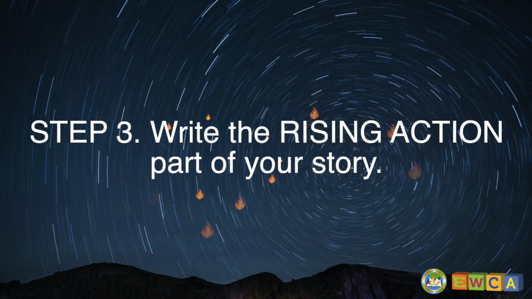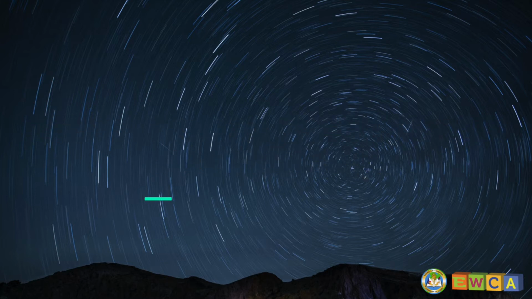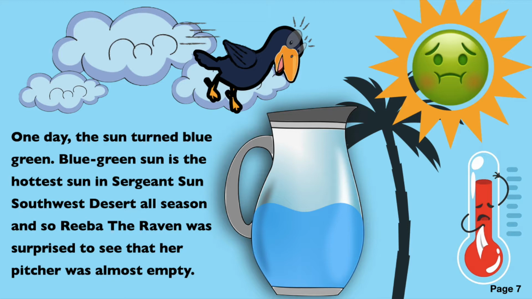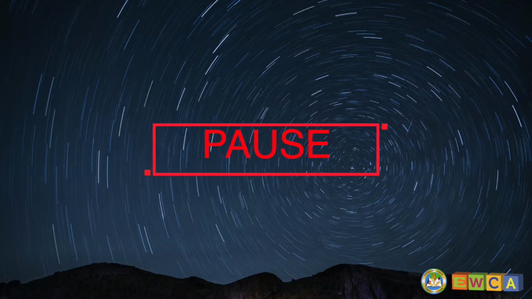Step 3. For your page 2, write the rising action part of your story. Rising action is the section of your story that provides the conflict. Rising action provides a series of relevant incidents that create suspense, interest, and tension in your story. For instance, one day, the sun turned blue-green. Blue-green sun is the hottest sun in Sergeant Sun's southwest desert all season, and so Reba the raven was surprised to see that her pitcher was almost empty. Hit pause. Write your rising action paragraph.